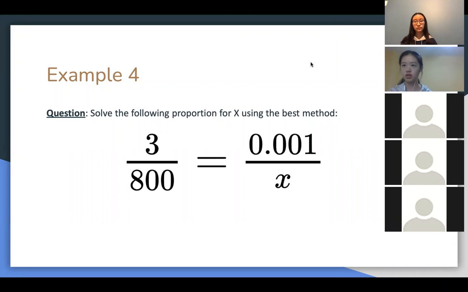Yolanda put the equation that you would get after you use cross multiplication. If you're really stuck, you can try to solve that.